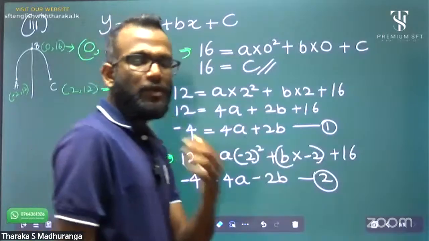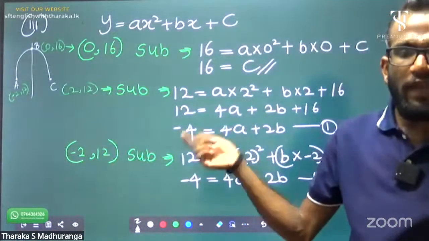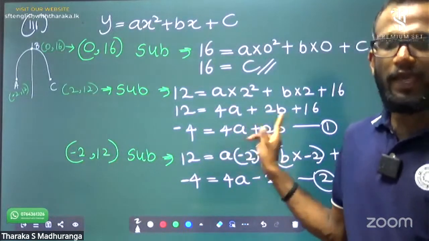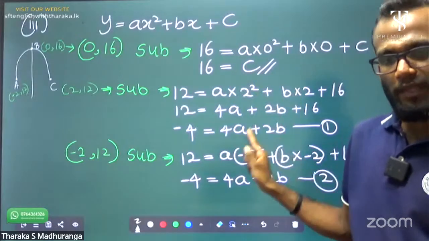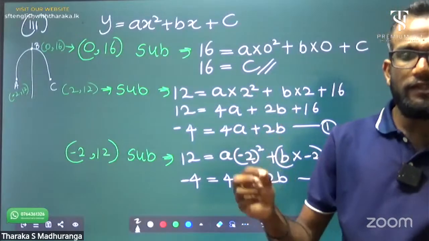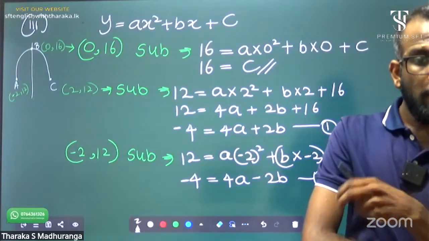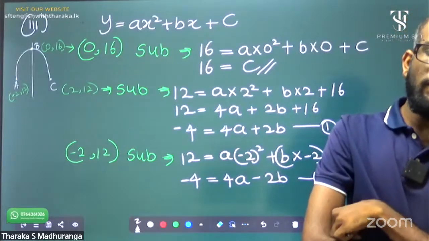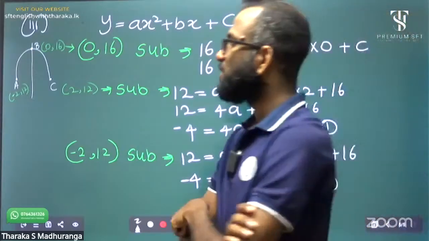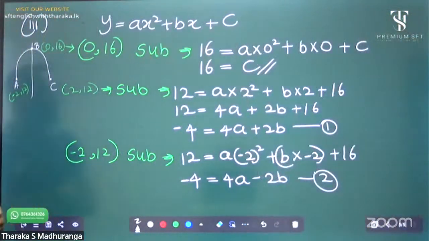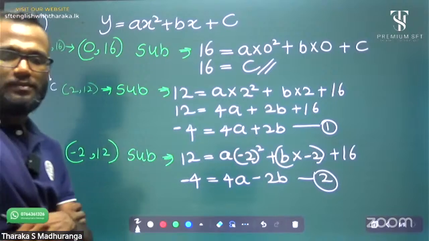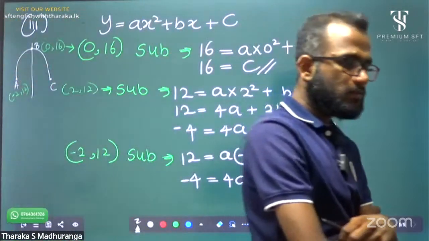Second equation. Okay, now I have two unknown factors, a and b. The c value we already got. A and b are my two unknown factors, and I have two different equations. Then what to do? Solve these two equations as simultaneous equations, right? Then you can find a and b.